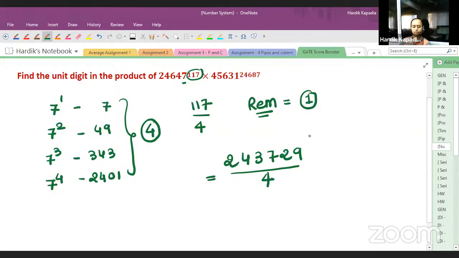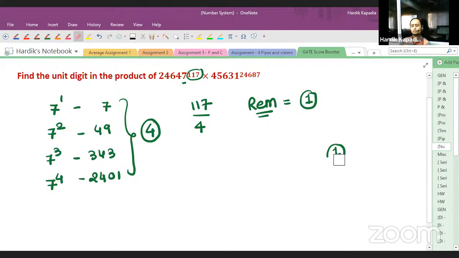So you don't need to divide the whole number. You just need to divide the last 2 digits by 4. By dividing the last 2 digits, you'll get 1 as a remainder. So that is a divisibility rule. Now you will get remainder as 1, so the answer of unit digit is 7.